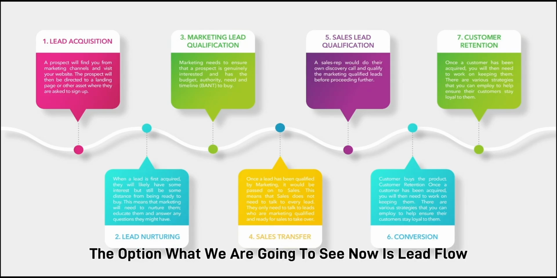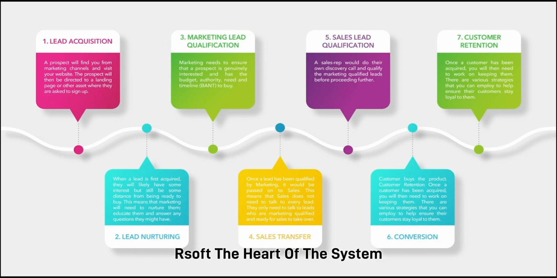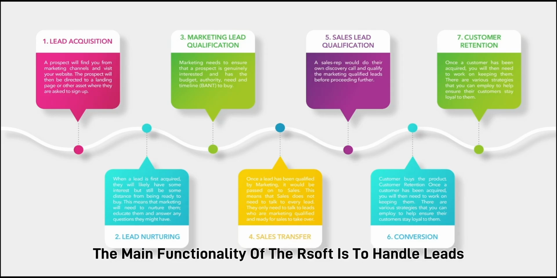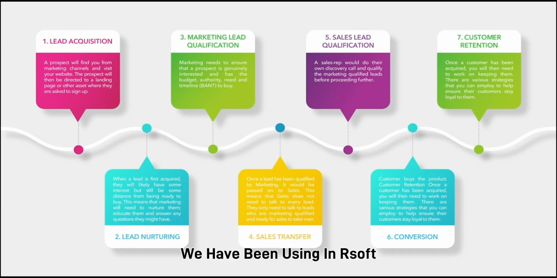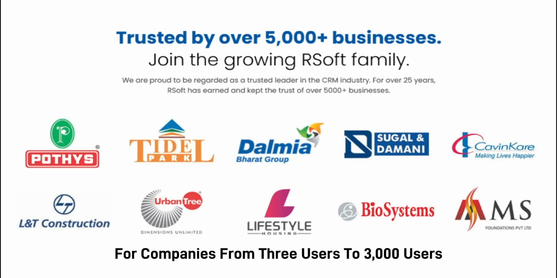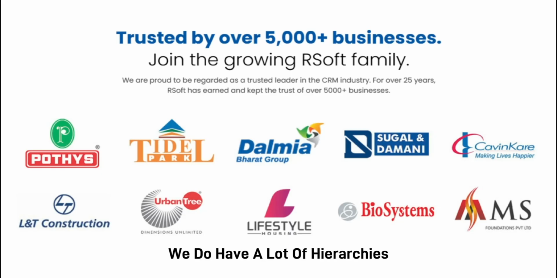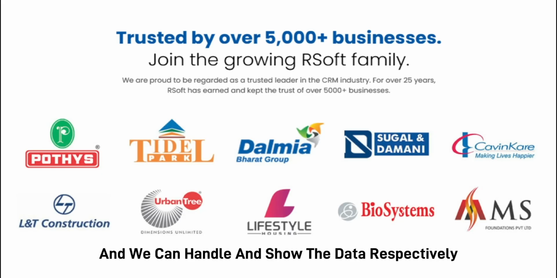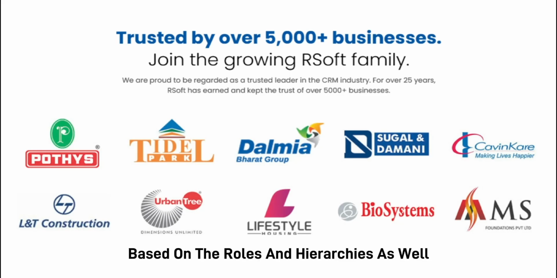The option we are going to see now is lead flow. In RSoft, the heart of the system is the leads. So the main functionality of RSoft is to handle leads. We have given RSoft to companies from 3 users to 3000 users. We do have a lot of hierarchies, and we can handle and show the data respectively based on the roles and hierarchies as well. In leads, you have a lot of options.